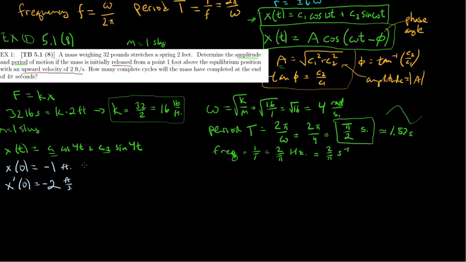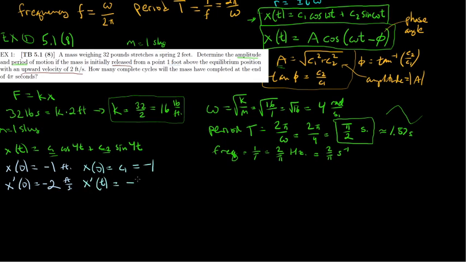So x of 0 is just going to be C1, right? Because cosine of 0 is 1, sine of 0 is 0. So we know C1 is just negative 1. Before we plug in 0 here, maybe we should take the derivative of this.